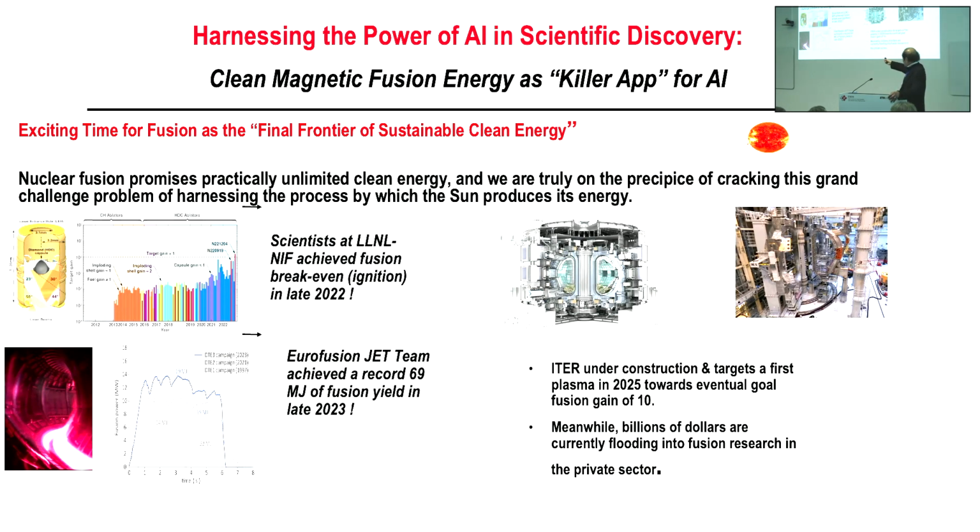The so-called EUROfusion Joint European Torus team achieved a record 70 megajoules of fusion yield in 2023. This is real progress going forward. It's not, oh, well, let's hypothetically expect something to happen. Now, on the right-hand side here, these are the targeted activities. ITER, this big international reactor that's under construction, targets a first plasma. This has been delayed some, and the first plasma is probably going to be more in the 2035 range.